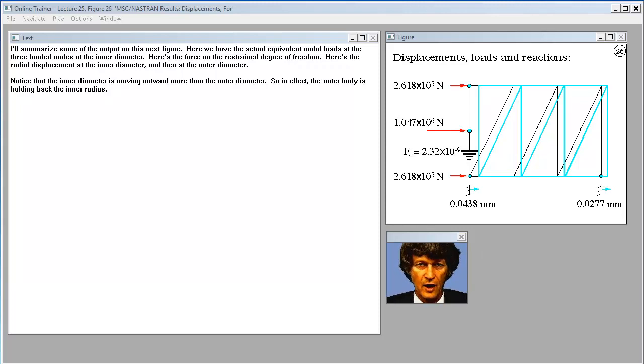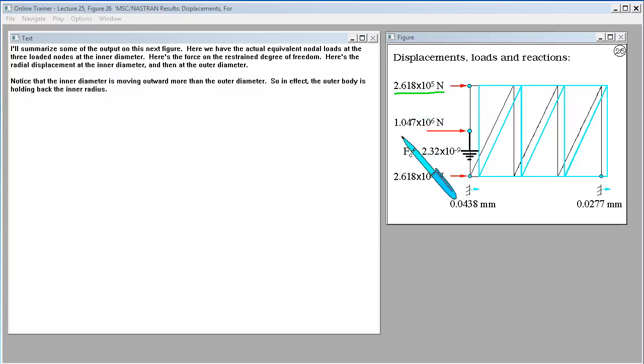I'll summarize some of the output on this next figure. Here we have the actual equivalent nodal loads at the three loaded nodes at the inner diameter. Here's the force on the restrained degree of freedom. Here's the radial displacement at the inner diameter and then at the outer diameter. Notice that the inner diameter is moving outward more than the outer diameter, so in effect the outer body is holding back the inner radius.